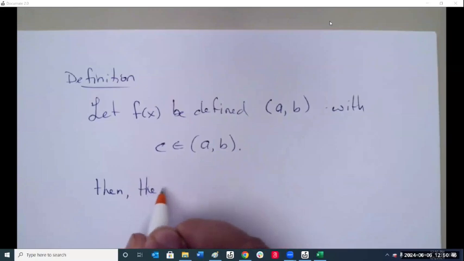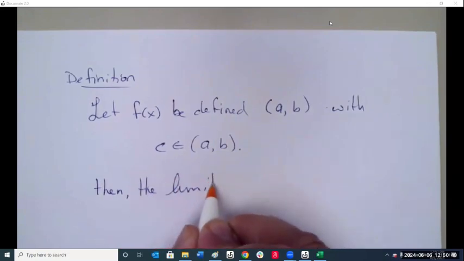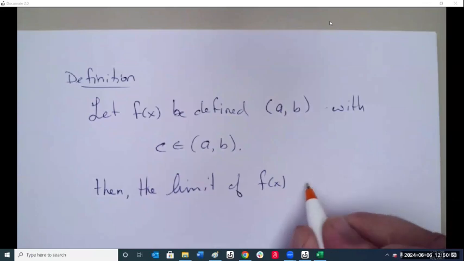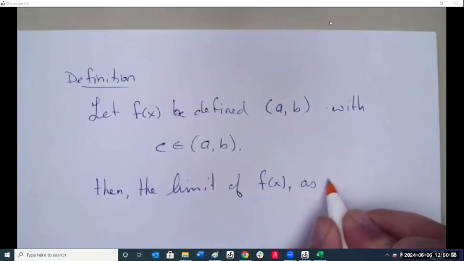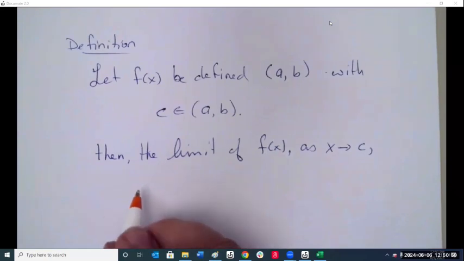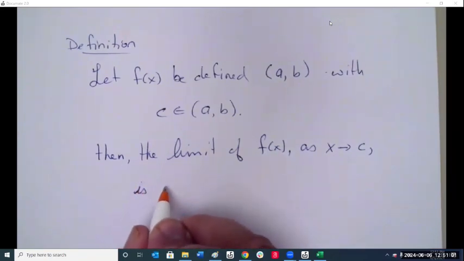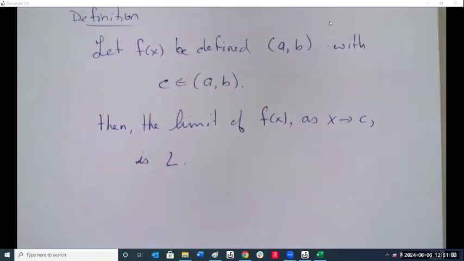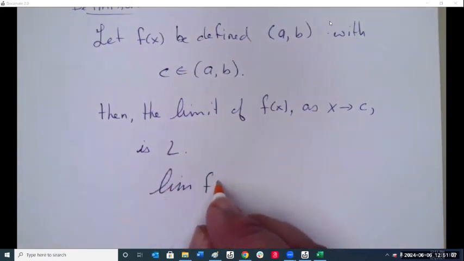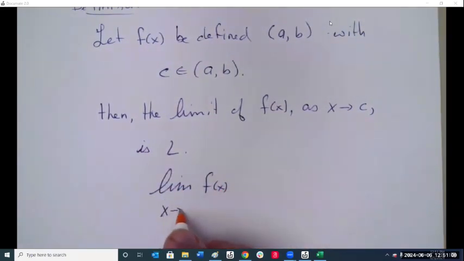Then the limit of the function f of x as x approaches some value c is the number L, which is how we defined it. The limit of our function as x approaches c is equal to L.